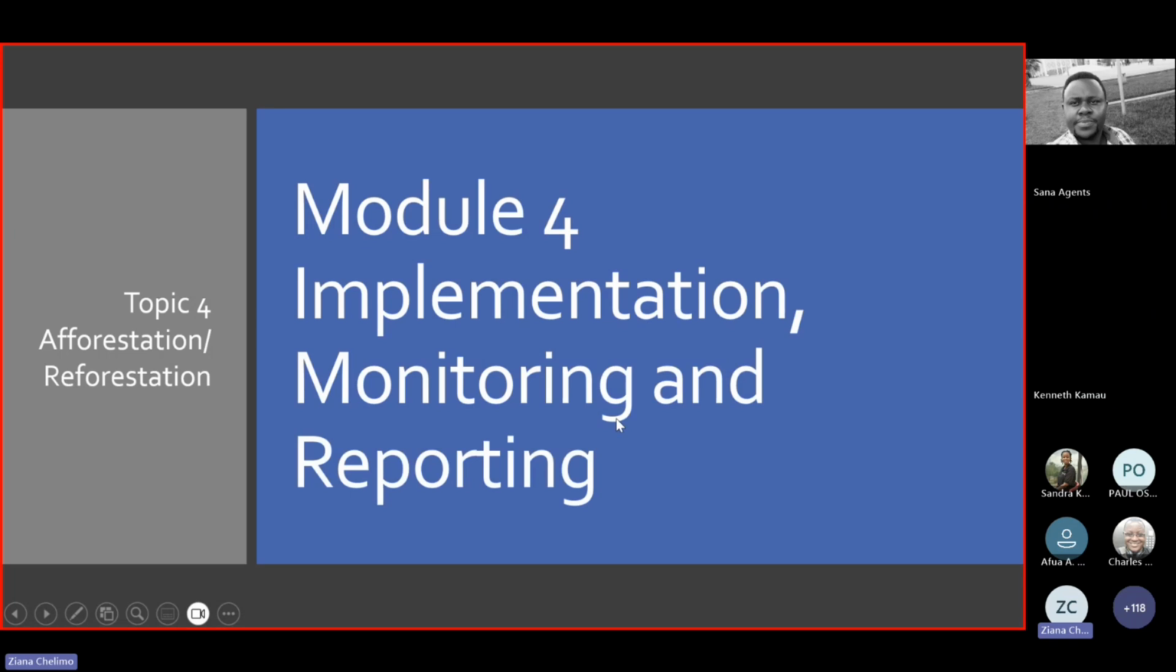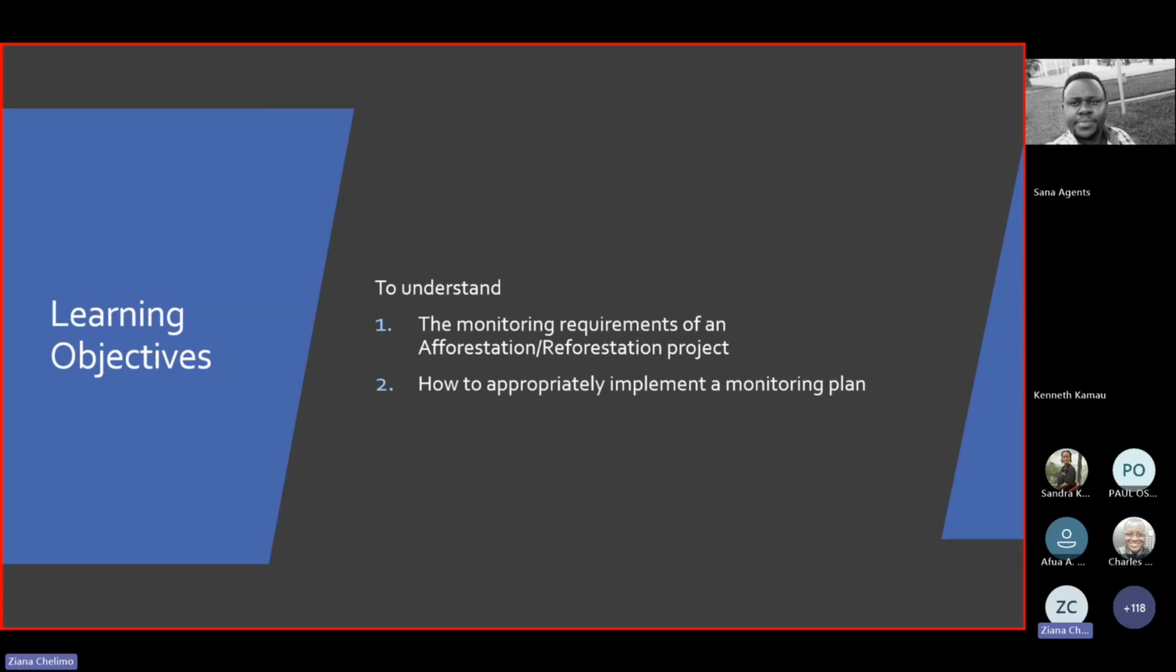All right, so for our last module, we'll be looking at implementation, monitoring, and reporting. We are going to learn about monitoring and reporting for a forestry project, as mentioned before, with Carbon First as the fictional project in this webinar today. By the end, we hope you'll understand the monitoring requirements of an afforestation and reforestation project, and how to appropriately implement a monitoring plan. Let's get into it.